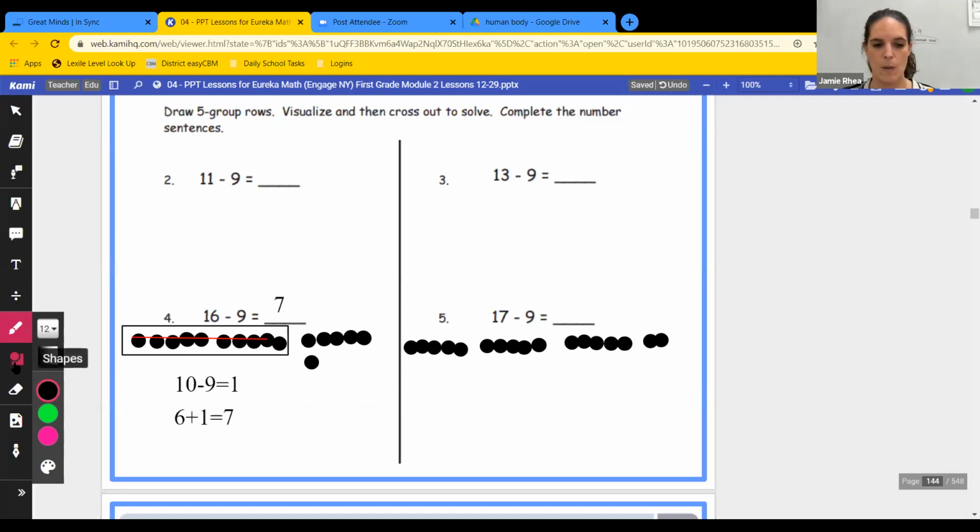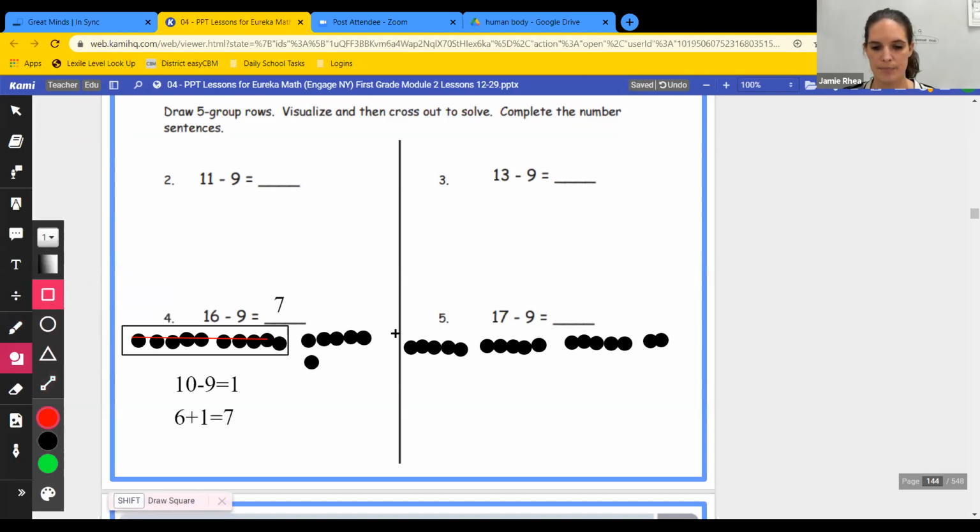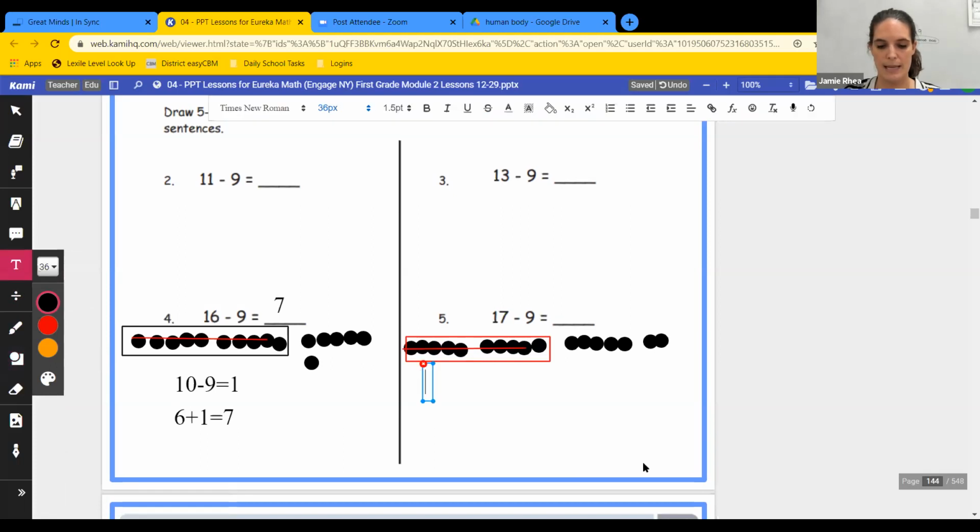Now I need to box my 10. There's my 10. So now I have 10 and 7. If I have 10 and 7, I'm going to take my 9 from my 10. So I'm going to mark out 9. Here we go. Ready? Super fast. Shoot. There's 9. So now I can say 10 minus 9 equals, how many did we not cross out?